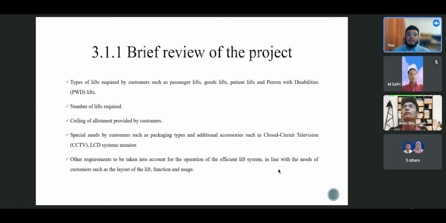Next, 3.1.1, brief review of the project. Types of lift required by customers such as passenger lift, goods lift, patient lift, and person with disability (PWD) lift. Number of lift required. Next, ceiling of allotment provided by customer. Special needs by customers such as packaging type and additional accessories such as closed circuit television or CCTV and LCD system monitor. Lastly, are the requirements to be taken into account for the operation of the efficient lift system in line with the needs of customers, such as the layout of the lift, function and usage. Next.